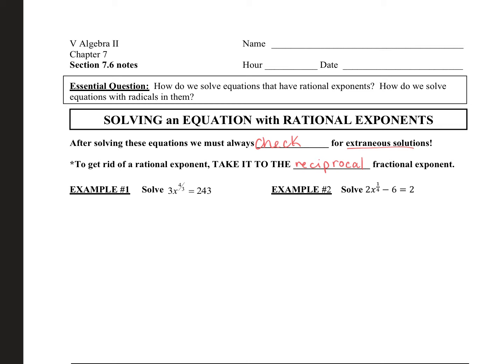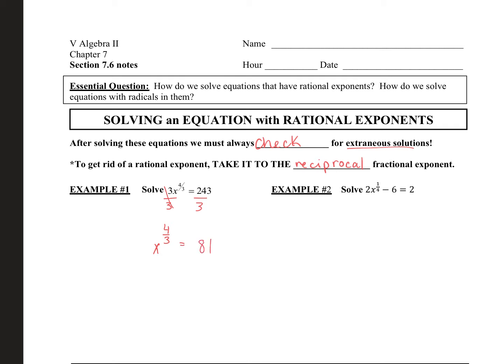It says to get rid of a rational exponent, take it to the reciprocal fractional exponent. This example is in your notes, so let's look at the first one here. We have 3 times x to the 4/3 power equals 243. The first thing I need to do is divide both sides by 3, because I'm trying to get x and whatever power it's raised to by itself. So I have x to the 4/3 power equals 81.